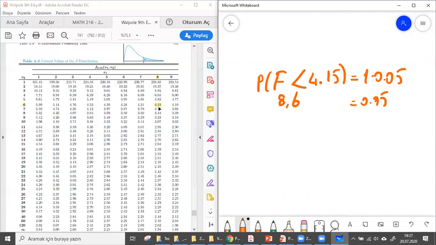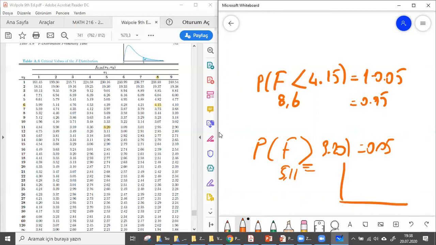So this number, 4.15, you can write like this. Or let's look at this one, 3.20. So that's the probability that F is greater than 3.20. Again, that's equal to 0.05, because you are just writing greater than. And this F has how many degrees of freedom? 5 degrees of freedom and 11 degrees of freedom. So it is something like this. Just plot it: this is the F random variable, and it has an area of 0.05 there.